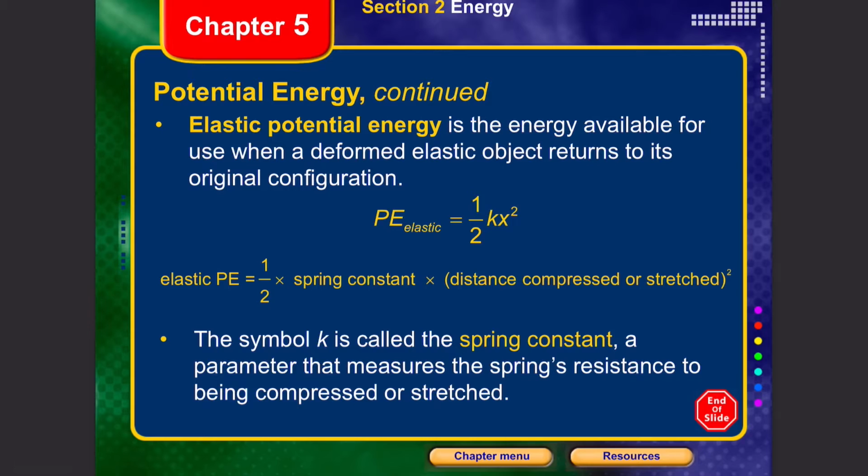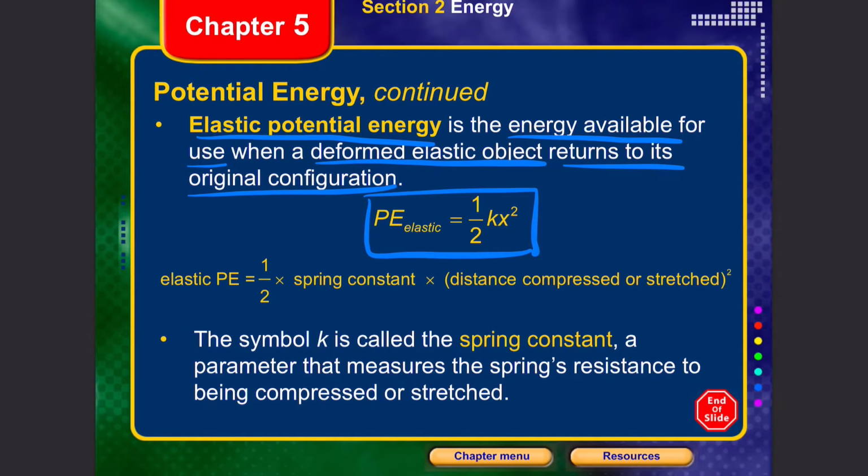Next type of potential energy we're going to talk about is the elastic potential energy. So elastic potential energy is the energy available for use when you have a deformed elastic object that returns to its original configuration. So this is given by the formula PE elastic equals half times k x square, where k is called the spring constant and x here is the distance compressed or stretched. So remember that x basically represents the displacement here.